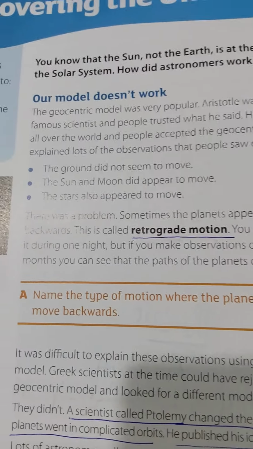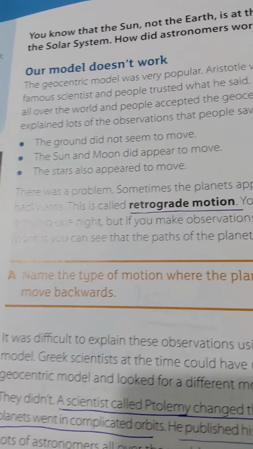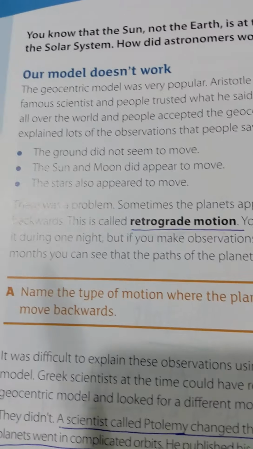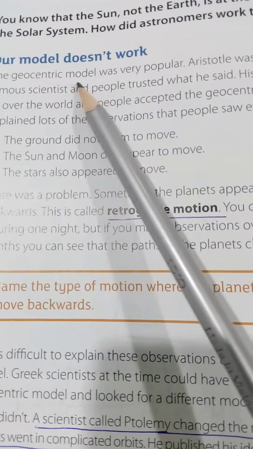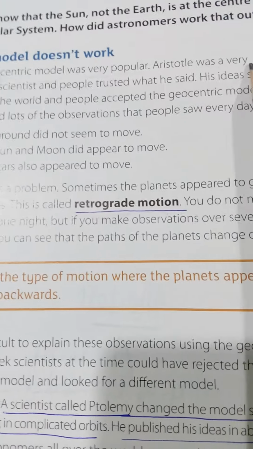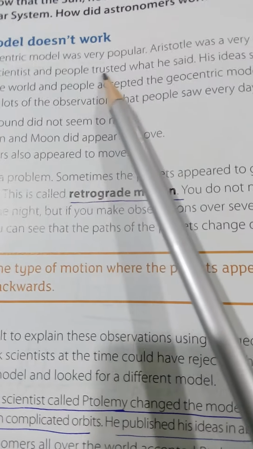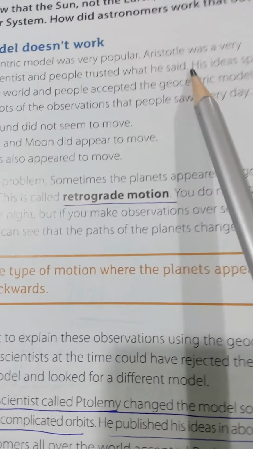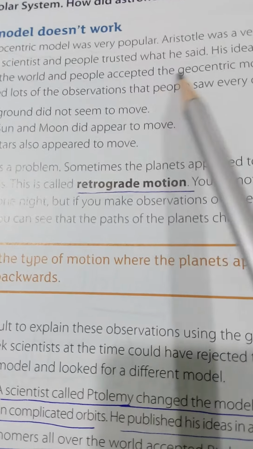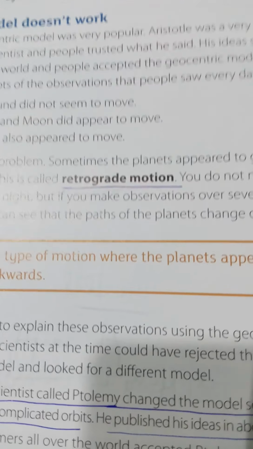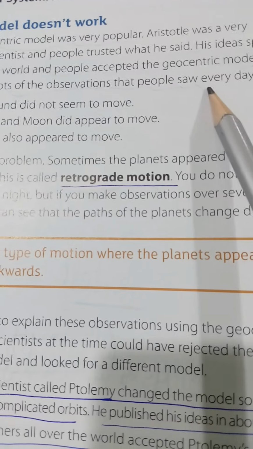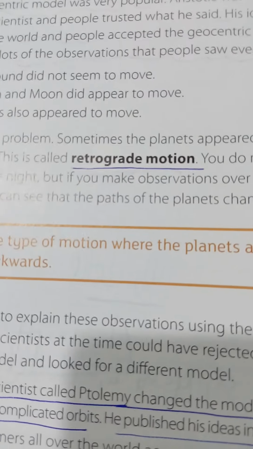Okay, our model doesn't work. We need to read this portion because we have certain things there that we need to look at. What do we mean by that? We said the geocentric model was very popular. Aristotle was a very famous scientist and people trusted what he said. His ideas spread all over the world and people accepted the geocentric model. It explained a lot of the observations that people saw every day.